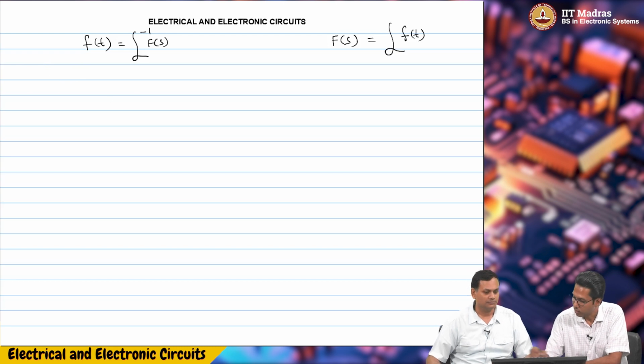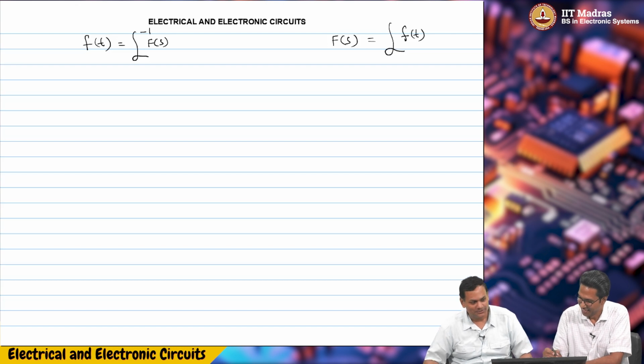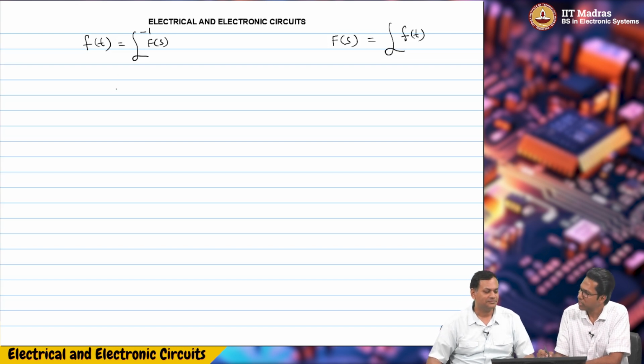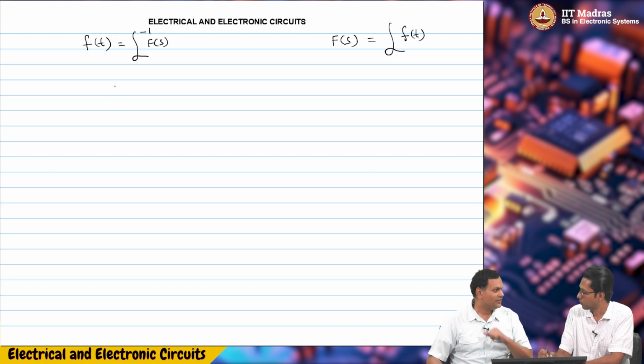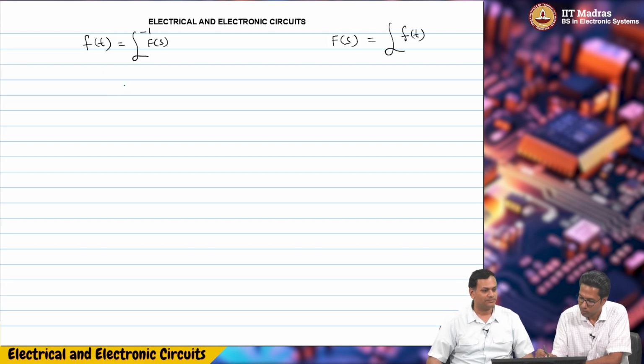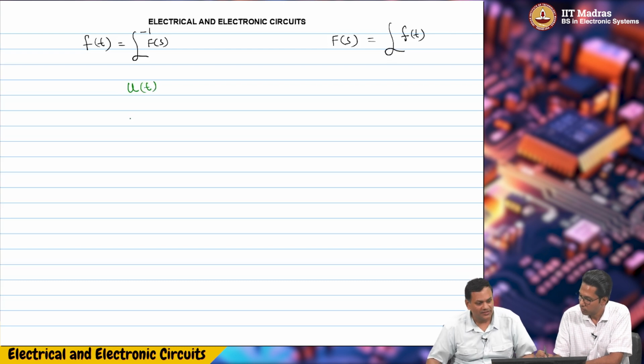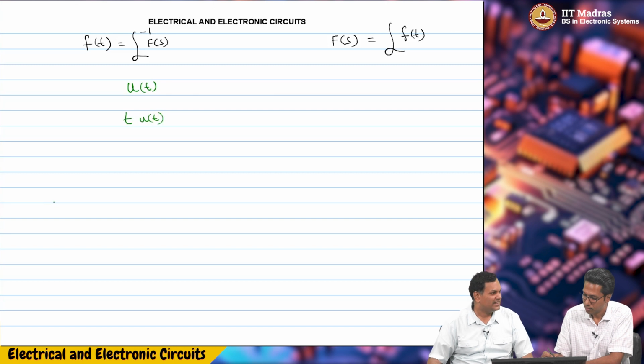I think if I draw a straight line, it may not come out straight, so I'll skip that. So where did we start? u of t was the first one we did. Then we did t u of t, the ramp. Then we did the delay, e power minus at u of t.